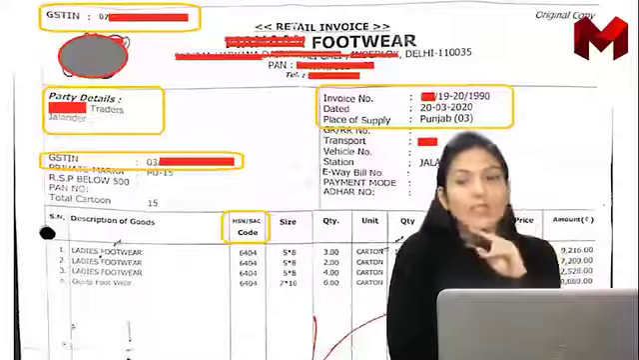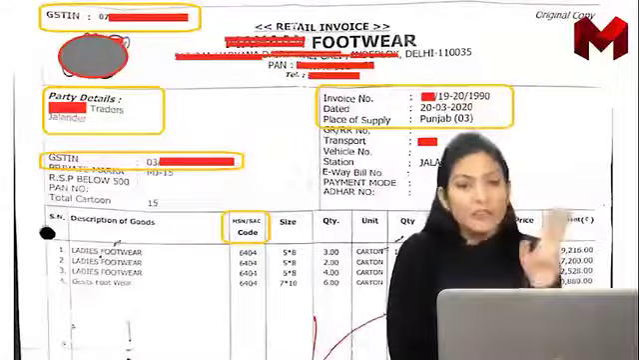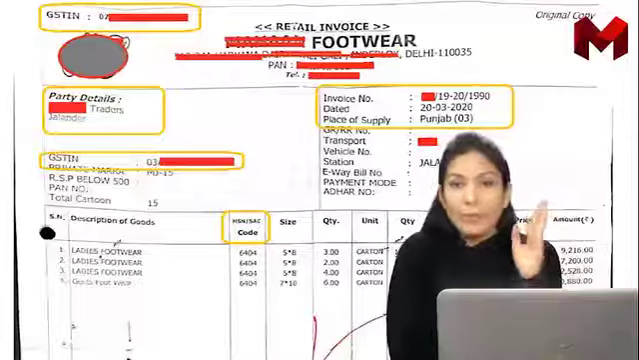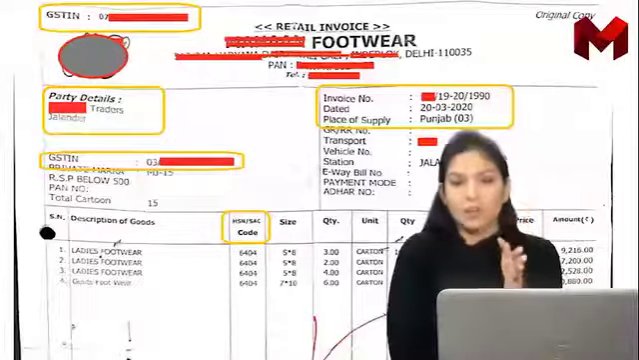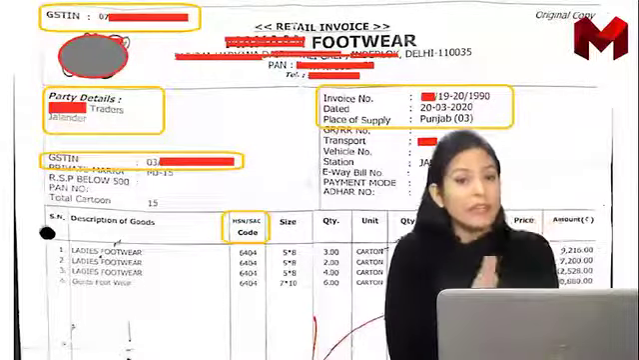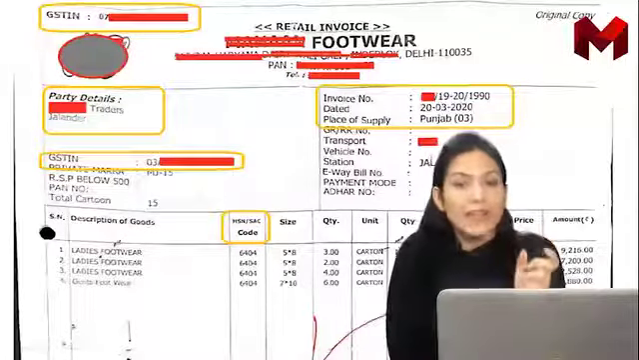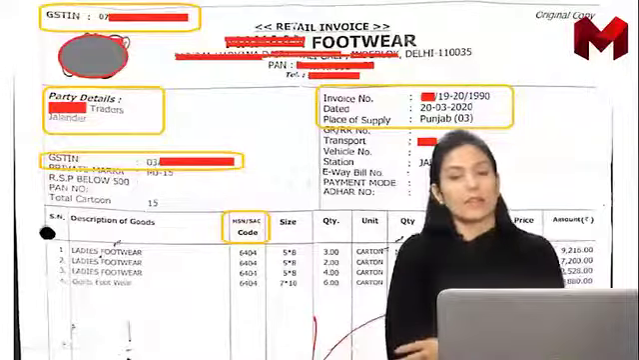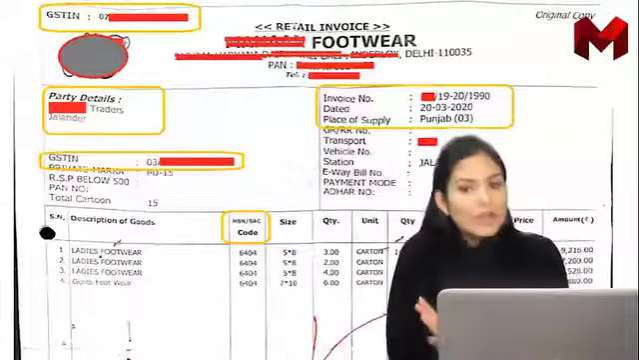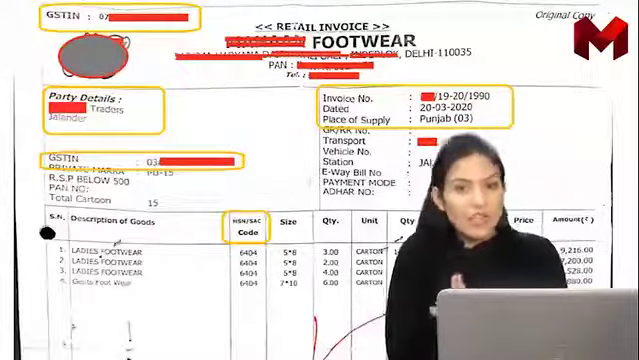Both the state governments will not get anything. Everything will belong to the central government only, and the central government in case of interstate transaction is denoted by IGST, that is Integrated Goods and Services Tax. So 100% tax will be in the IGST column only.